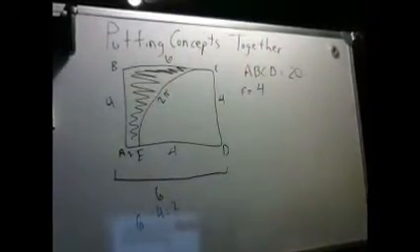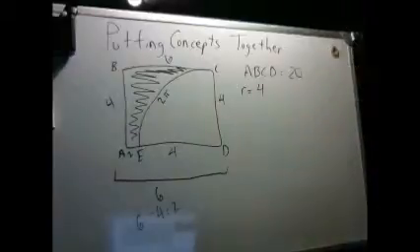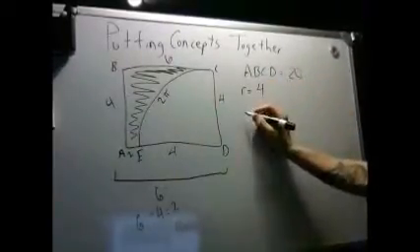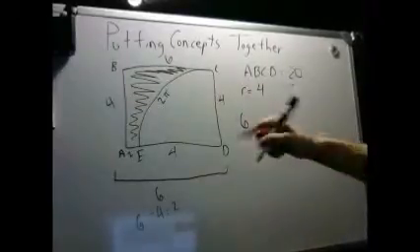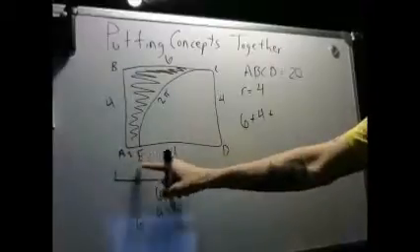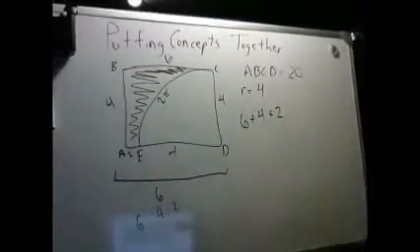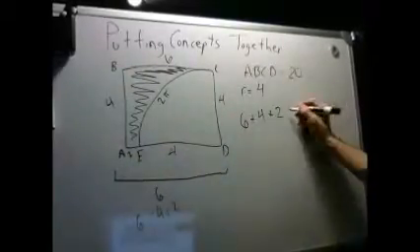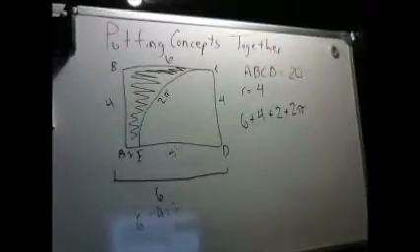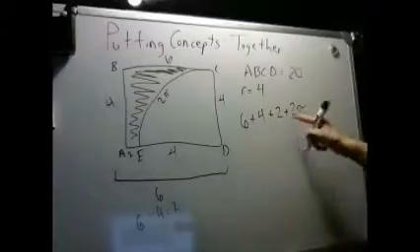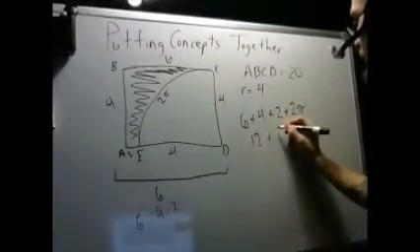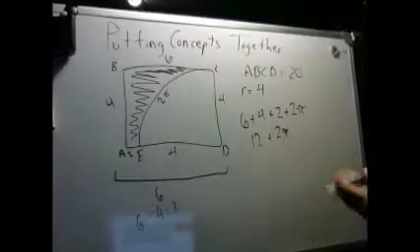And now to solve for the perimeter of the shaded region, since we have the lengths of all of our sides, we'll start with B to C, which is 6, and then A to B is 4, so plus 4, plus A to E is 2, plus E to C is 2 pi. 6 plus 4 is 10, plus 2 is 12. That's 12 plus 2 pi.